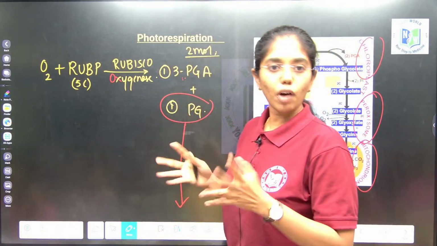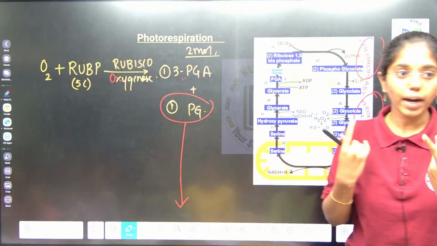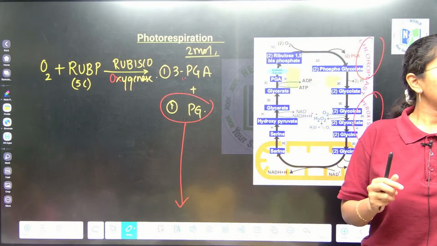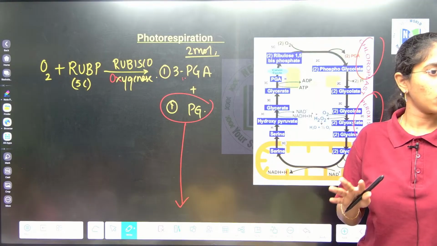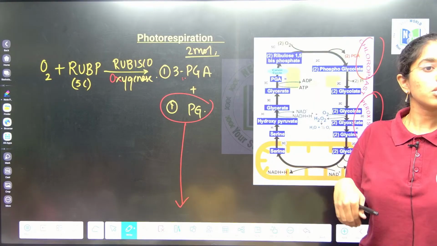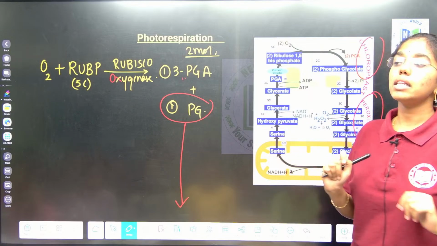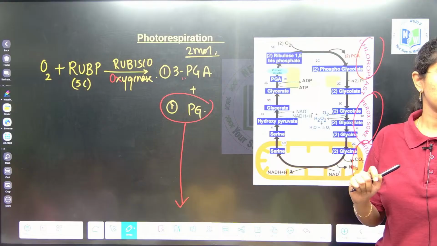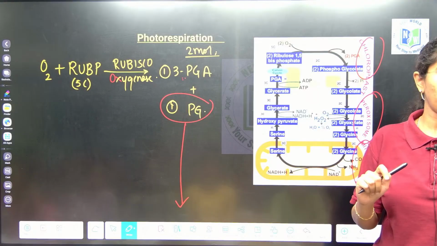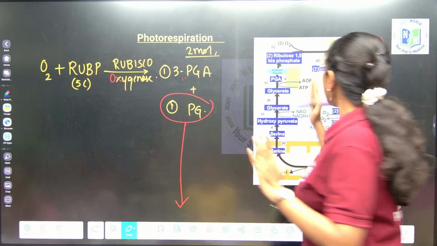It will not give out any energy, it will not provide any sugars, it will not provide any oxygen also. Rather, it utilizes oxygen and releases out carbon dioxide. That is the reason this is said to be a wasteful process. It occurs only in C3 plants. Okay, so here you look at it.